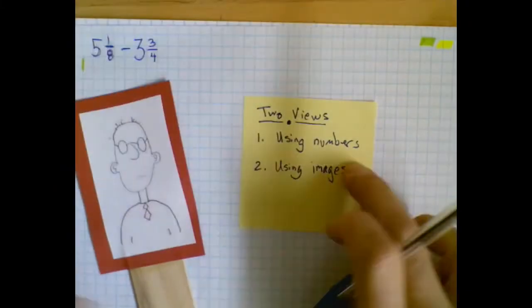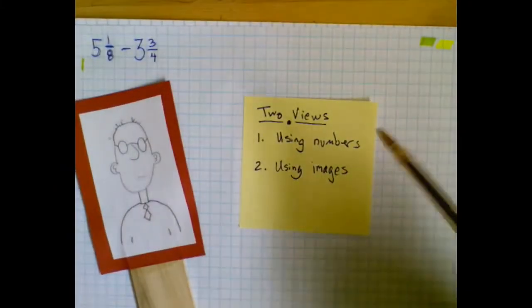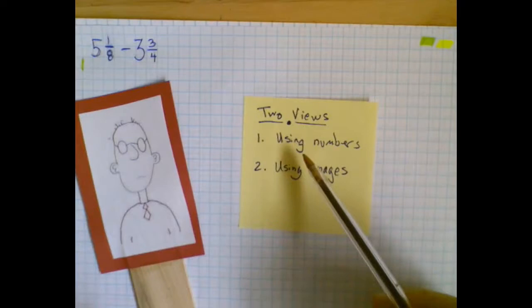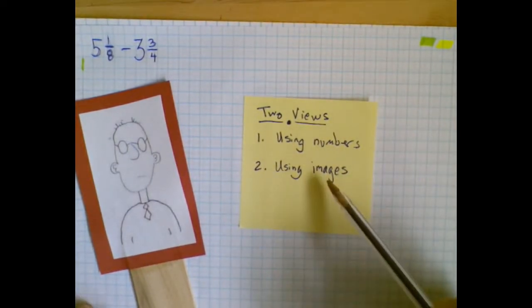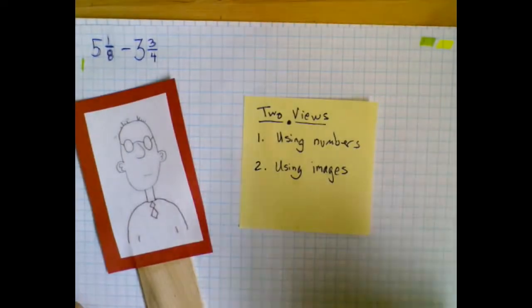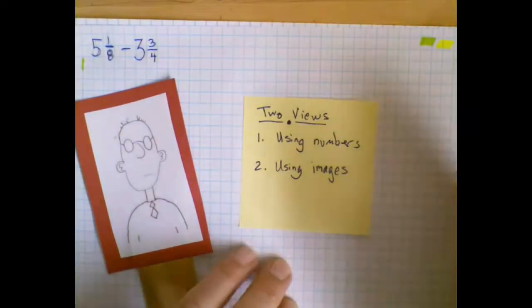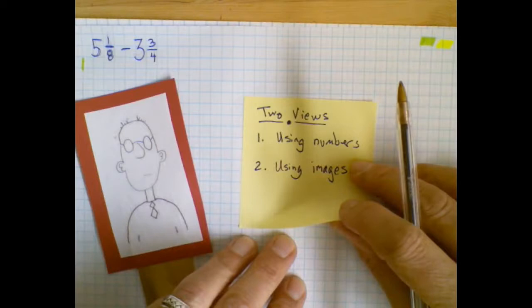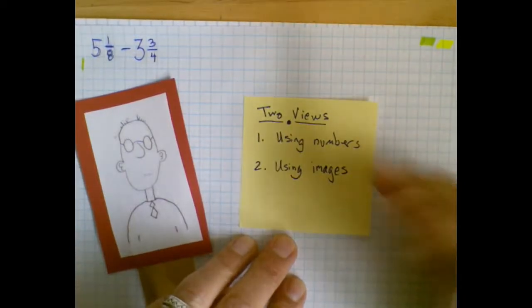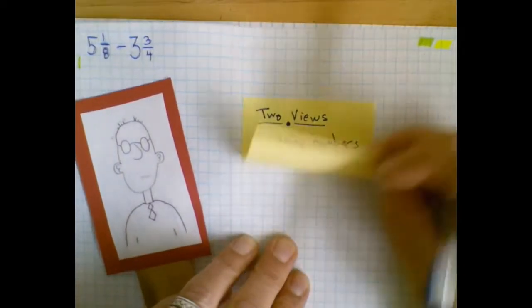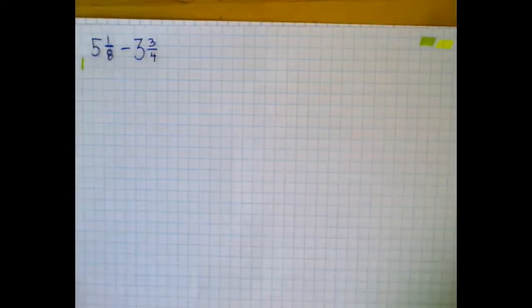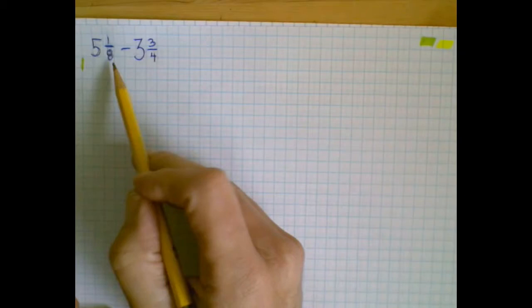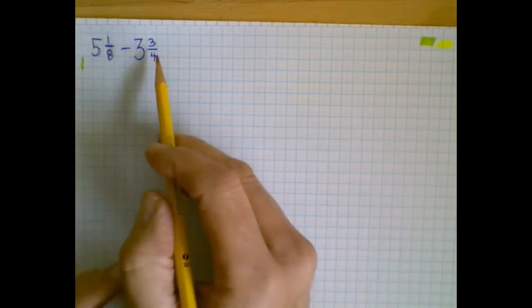In this case, we're actually going to do this problem two ways. We're going to use just numbers, fractions with numbers, but then we're also going to use images. And we're going to see how the same problem looks if you were to draw it, just for variety's sake. Some people are numbers people, some people like drawing. So this is for both of you. So you'll never guess what problem we're going to do. Yep, that's right. 5 1/8 minus 3 3/4.